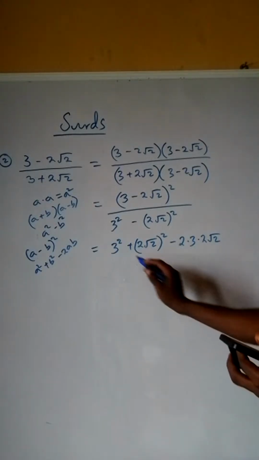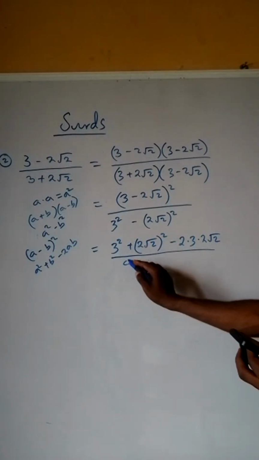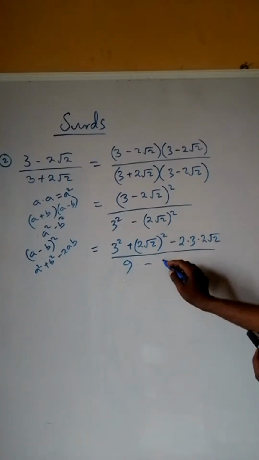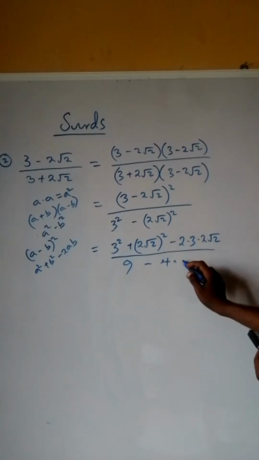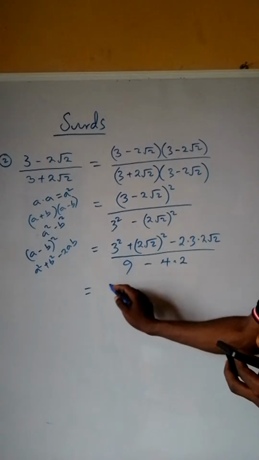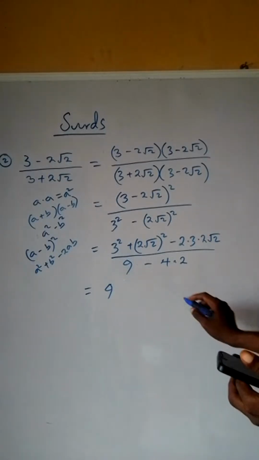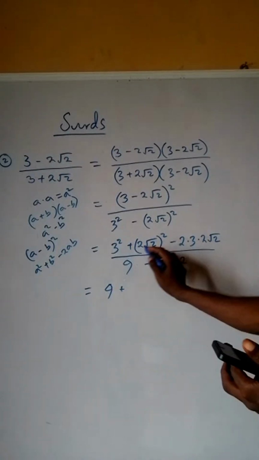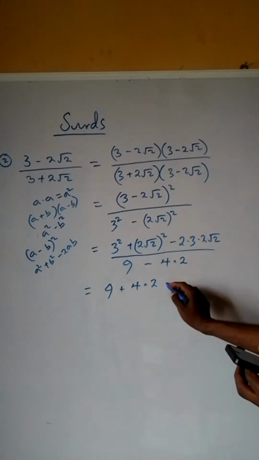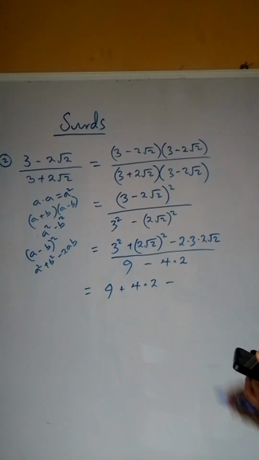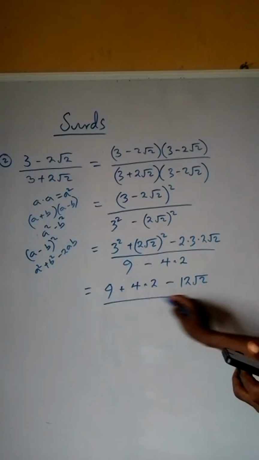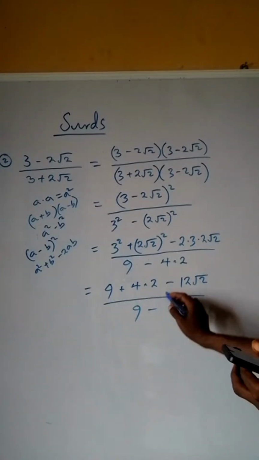which is divided by... 3 squared here we have 9, then minus the square here affects 2. 2 squared, that's 4, times also affects root 2. Root 2 squared, that's 2. And that is here we have 3 squared, that's 9, plus the square also affects 2. We have 4 times root 2 squared, that's 2. Then minus, here we have 2 times 3, 6, times 2, 12. That's 12 root 2. Then over 9 minus 4 times 2, 8.